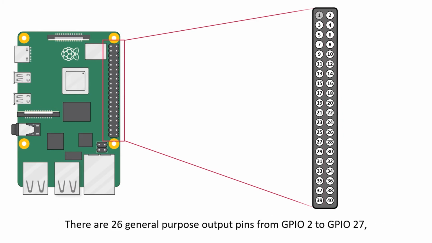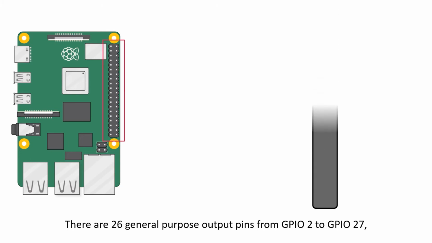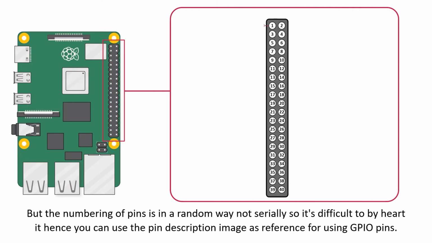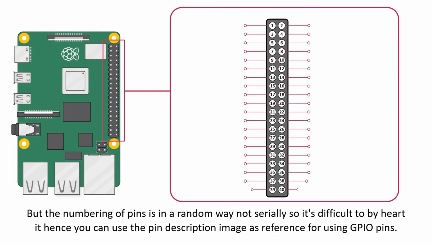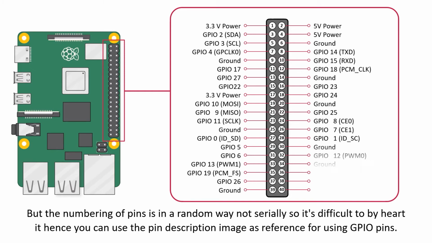There are 26 general purpose input-output pins from GPIO 2 to GPIO 27, but the numbering of pins is in a random way and not in a serial manner. So it is difficult to learn it by heart. Hence, you can use the pin description image as a reference for using the GPIO pins.